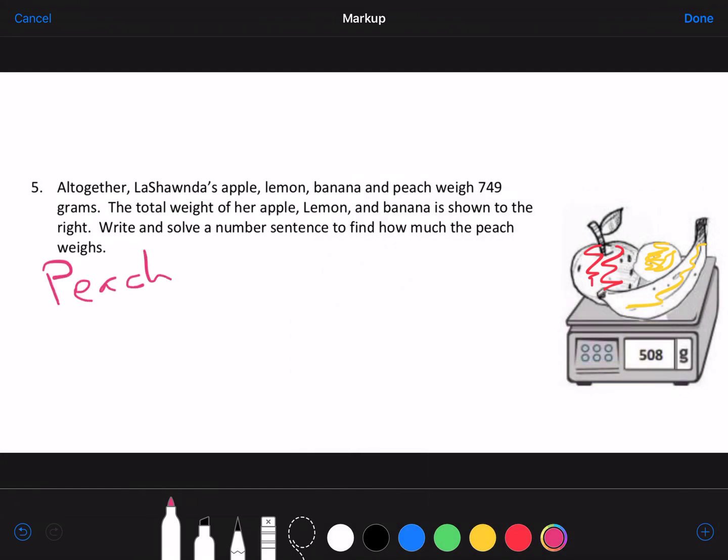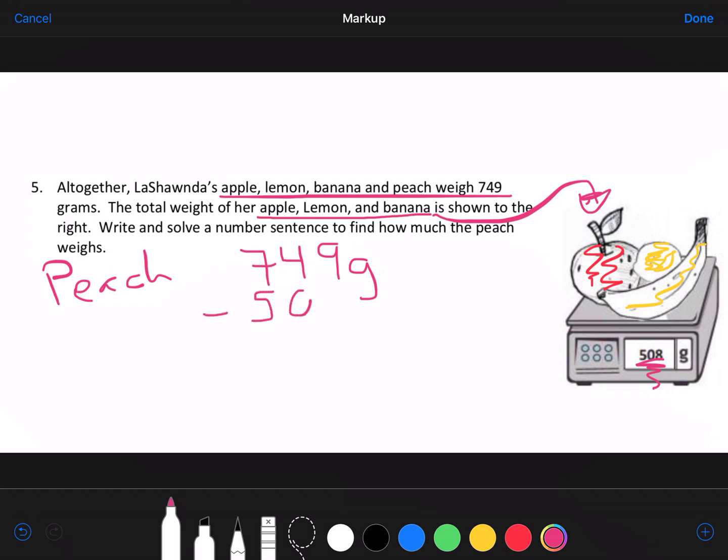So then I keep reading, and it says the total weight of her apple, lemon, and banana is shown on the scale on the right. Write and solve a number sentence to find out how much the peach weighs. Oh, so like she put 3 of the things on the scale, but not the peach, not the 4th thing. So if they were all on the scale, it would weigh 749 grams, right? But the 3 things weigh 508 grams.